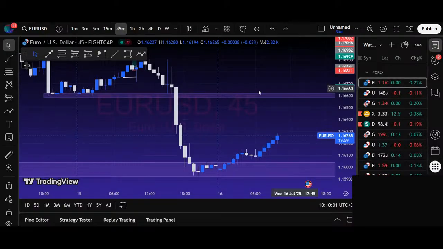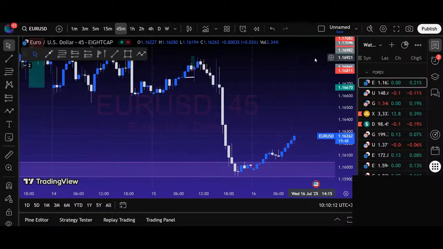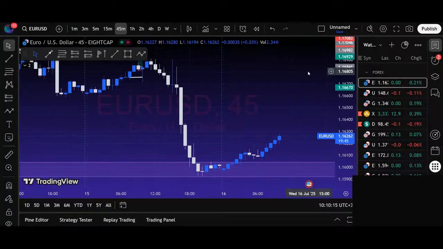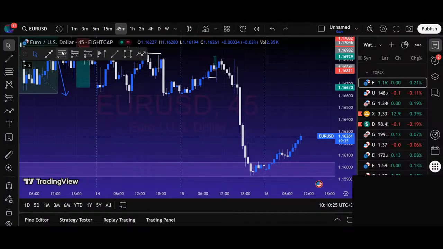Euro USD, Euro USD. It's also behaving like UJ. Looking for buys, though the buys are already rushing. Price came. We are targeting these highs up here. If you get an entry, go to lower time frame and look for an entry.